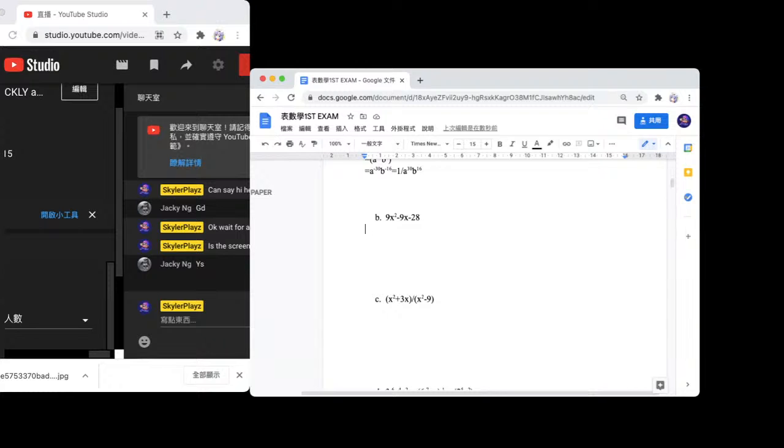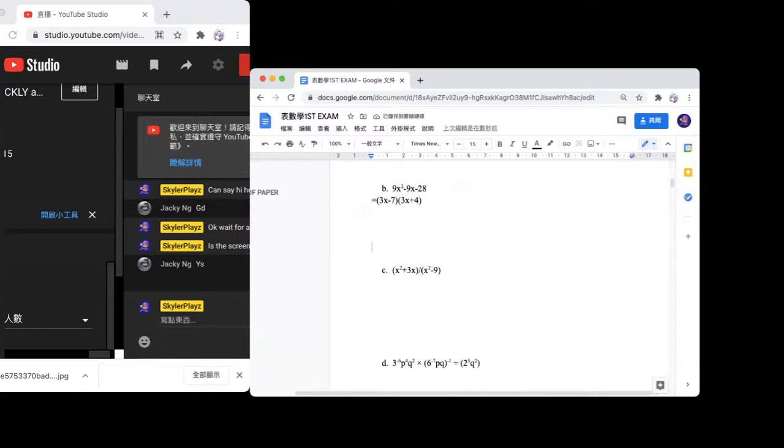So it's simply a question of the cross method. And we can simply write down (3x minus 7)(3x plus 4). And that's the answer, and we quickly solve the second question.